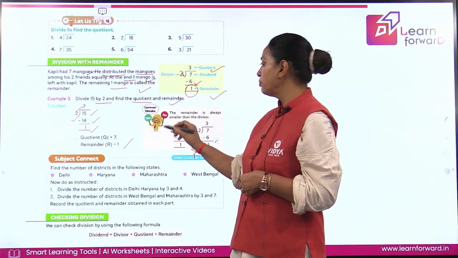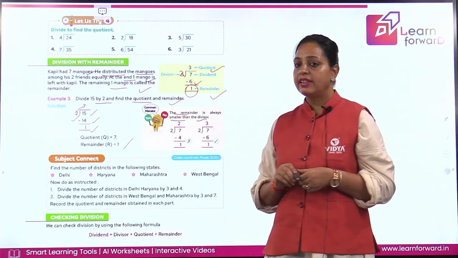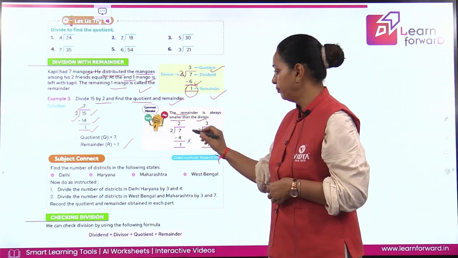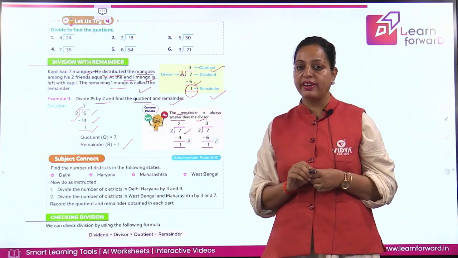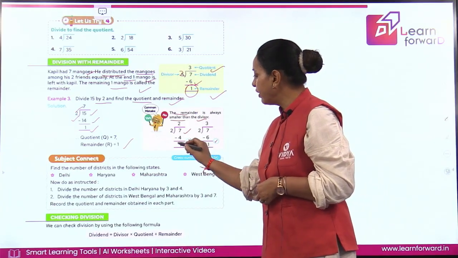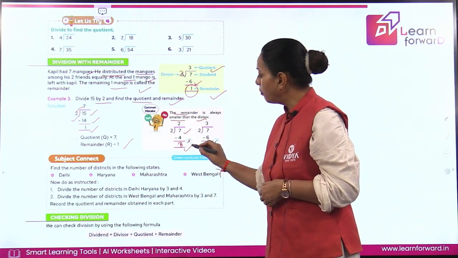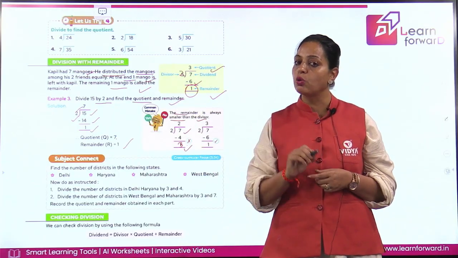Now one common mistake: the remainder is always smaller than the divisor. See here, 7 को अगर हम 2 से divide कर रहे हैं, suppose 2 2s are 4. So we are getting here 3. So this is wrong. Okay? जो remainder होगा वो हमेशा divisor से छोटा होगा.